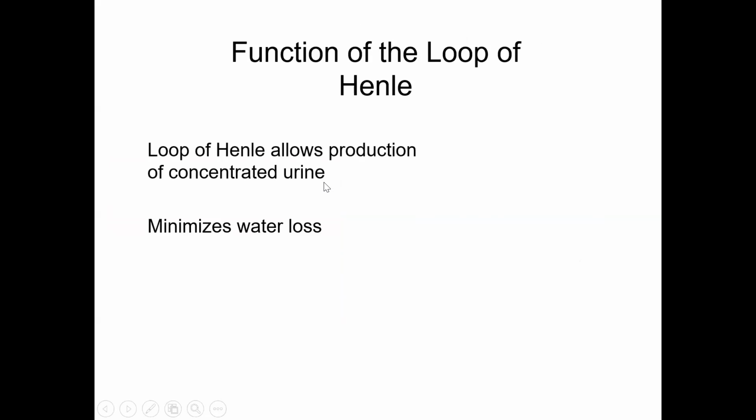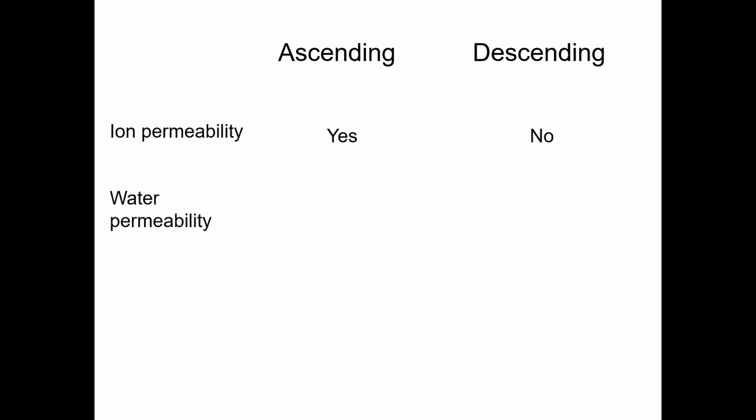You might say, wait a minute, the filtrate leaving the loop of Henle is actually more diluted, but remember the volume is much, much less, right? Most of the water will be reabsorbed, and that's how we minimize water loss. In terms of ion permeability, is the ascending limb permeable to ions? Yes. Descending, no. How about water? Ascending, no. Descending, yes.